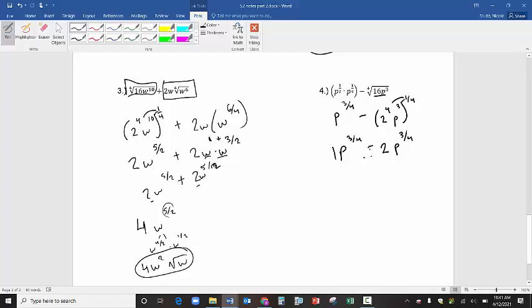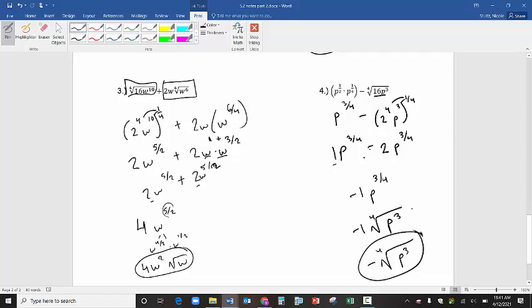So we actually do have some like terms. We have one group of p to the 3/4 minus 2 groups of p to the 3/4. So we're just going to do 1 minus 2 and get -1. And then we'll have p to the 3/4. And we can change that into -1 times the quartic root of p cubed. Now keep in mind, if you're looking at an answer key, they usually don't write the 1, they'll just write a negative. So as long as we realize that the 1 is there, it doesn't matter which way you present your answer, but this is how it would be presented on an answer key.